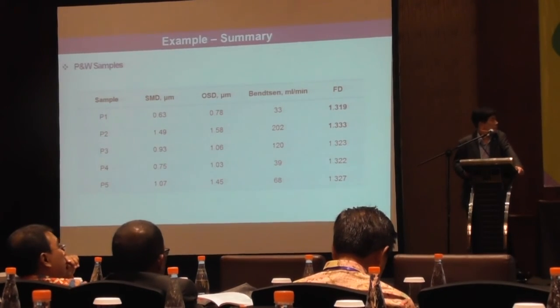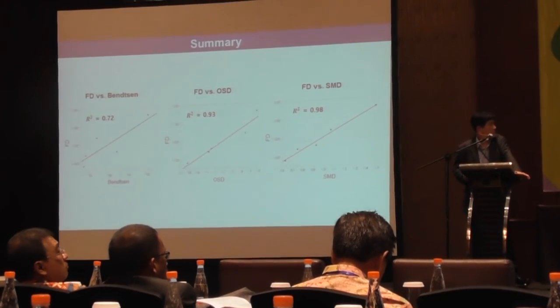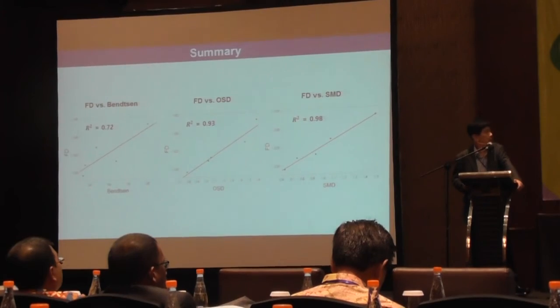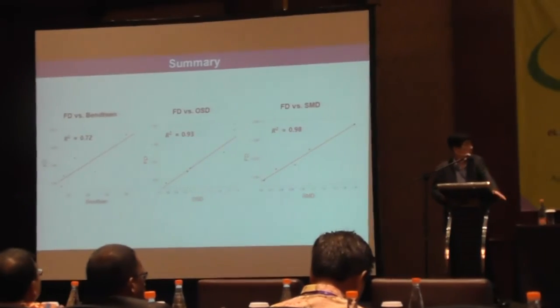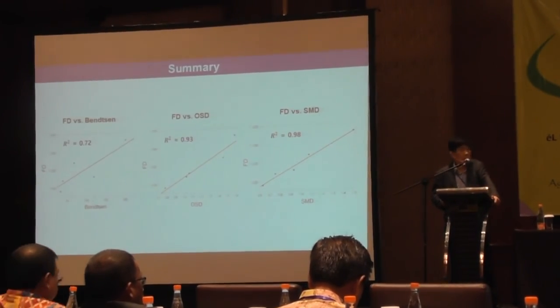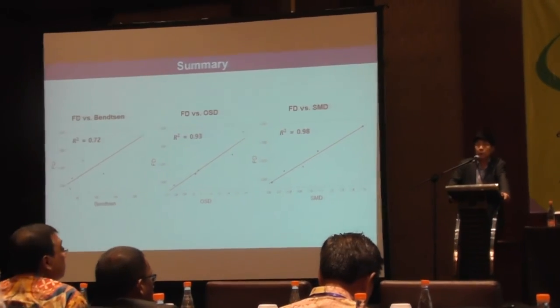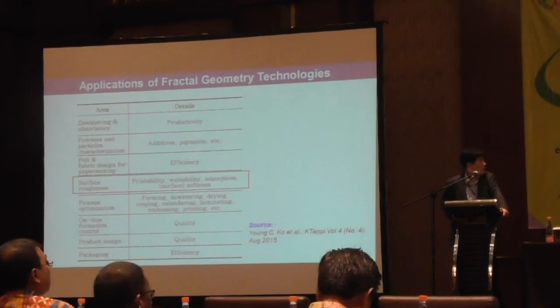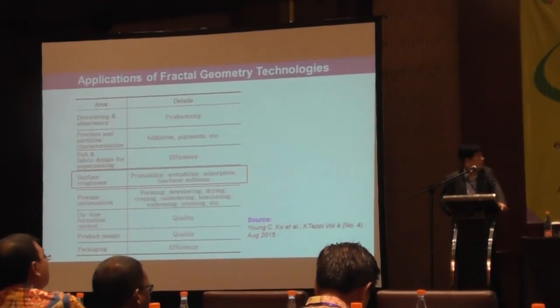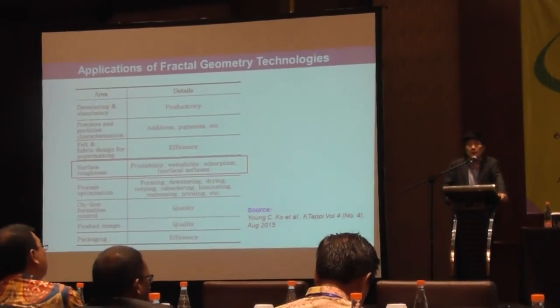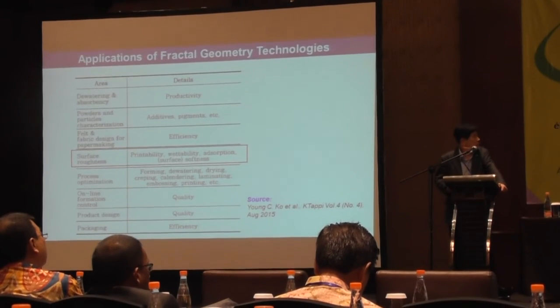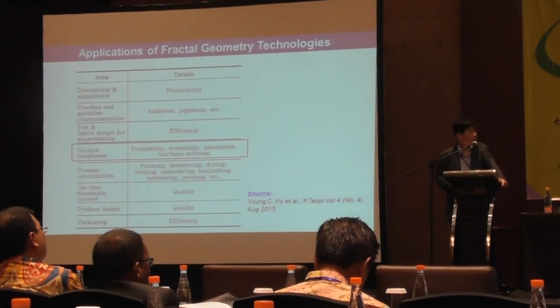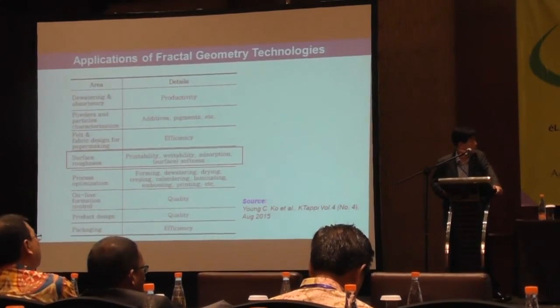So we can move on. We tried all different measurements, like Bendtsen, which is an air leak method, OS is optical, and SM is a contact method. You see that contact is good, with a much higher correlation to fractal dimension. So one last thing I'll show you is that fractal geometry can apply to everything, particularly, as I said, the surface roughness area. We're emphasizing this in this presentation.